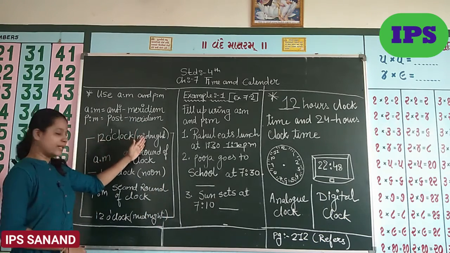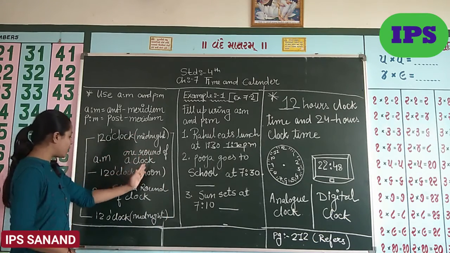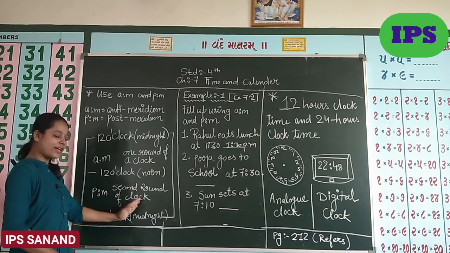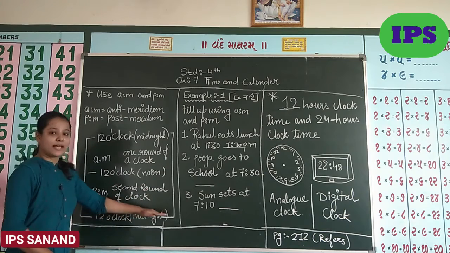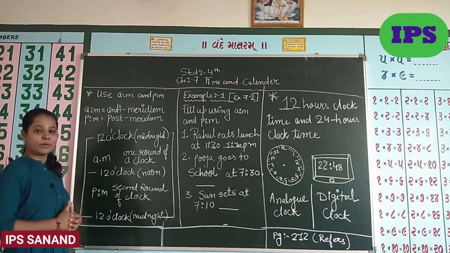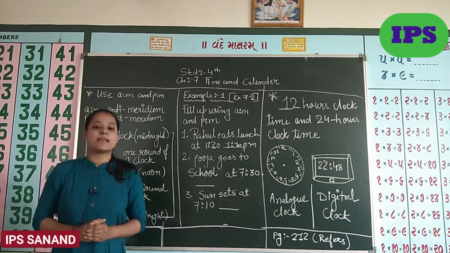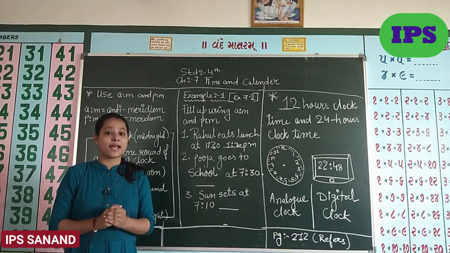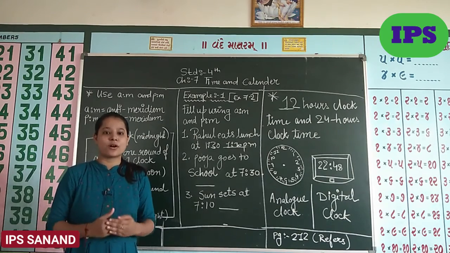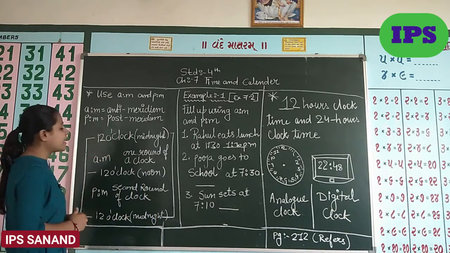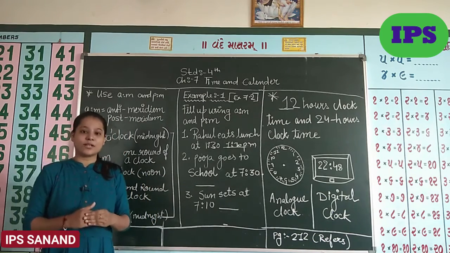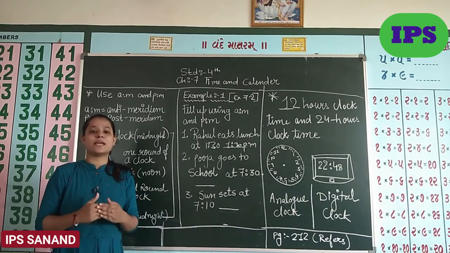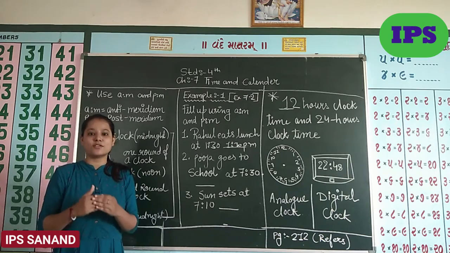12 o'clock of midnight, AM, one round of a clock; 12 o'clock which is noon, PM, the second round of a clock, and then 12 o'clock which is midnight. I will explain what I have written on the board. So when does AM start and when does PM start? As you all know, the day starts at night at 12, or you can say 12 o'clock midnight. A day starts at 12 o'clock midnight, and we say AM. I will give you an example: 1 AM, 2 AM, 3 AM, 4 AM, 6 AM and so on.